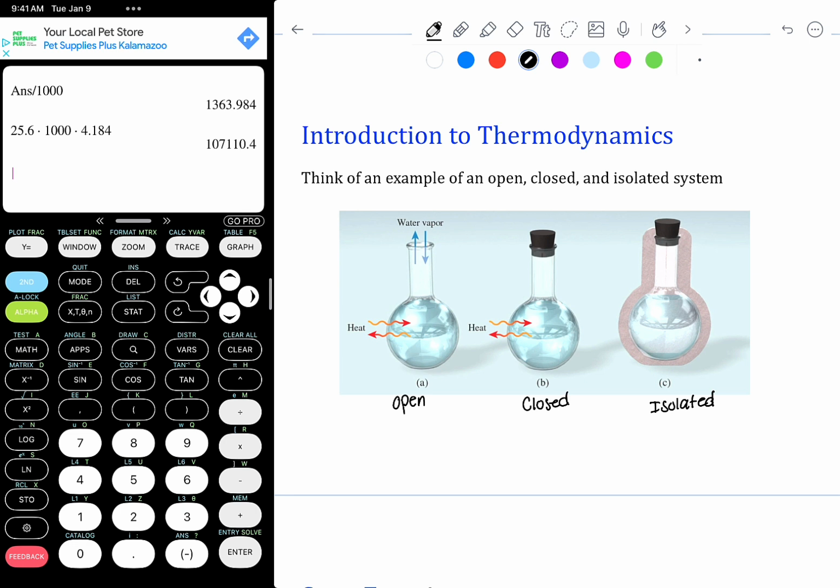And an isolated system similar to that would be like a Stanley water bottle or a Hydro Flask water bottle where it has insulation around it. So if I put ice in there, it would stay cold for a lot longer than if I were to just have a regular water bottle. So those are very common types of open, closed, and isolated systems that we see in our daily life that all have to do with the transfer of mass and the transfer or lack thereof of heat.